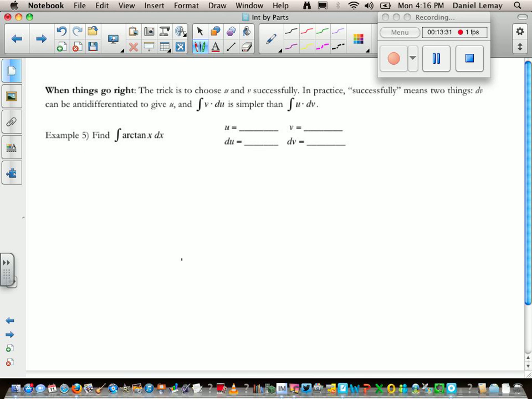All right, so how about this? So he's telling you, choose wisely. So we're going to look at this. I'm going to use an inverse trig function as the u and the dx. So arctan x, and that's dx, and the antiderivative of that is x.